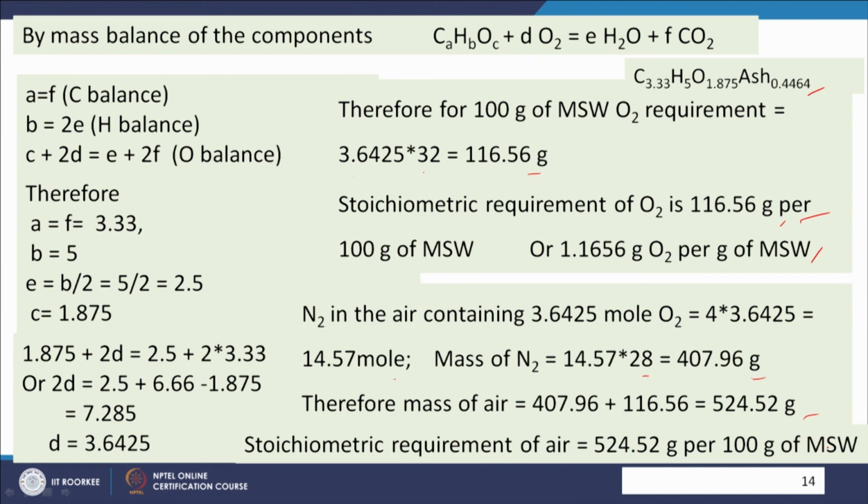So, now we are able to solve the problem and we have seen the stoichiometric requirement of air.